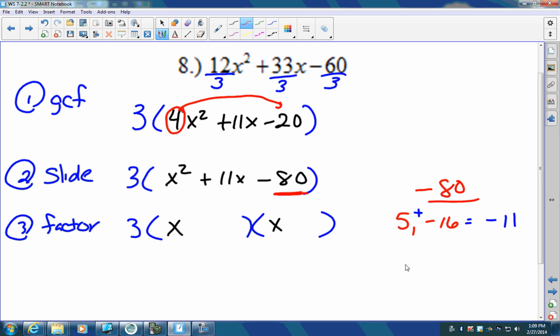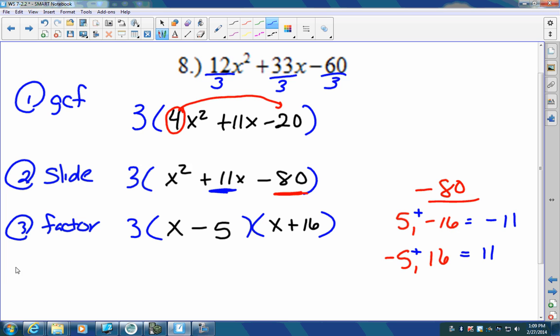So why don't we switch it? Let's do negative 5 and positive 16. If I add those together, don't I get positive 11? You're trying to get this middle term. So that means I'm going to put minus 5 and plus 16. Okay?